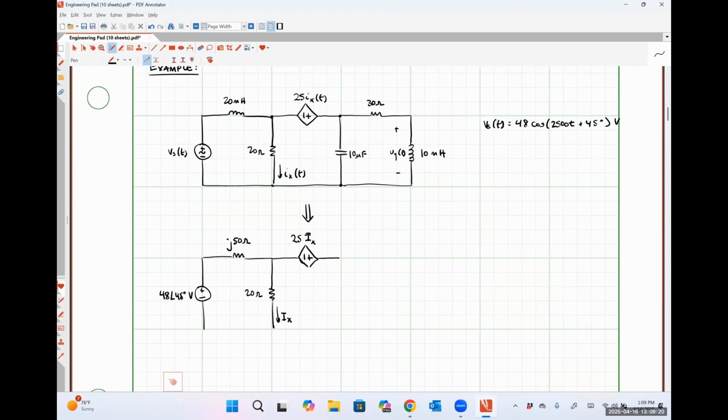What's my 10 microfarad capacitor going to look like? I got minus J40. So 1 over 10 times 10 to the minus 6 times 2,500, right? Yeah, I got 40 the second time I typed it in as well. So is it minus J25 or is it minus J40? Okay. All right, so minus J40 ohms.